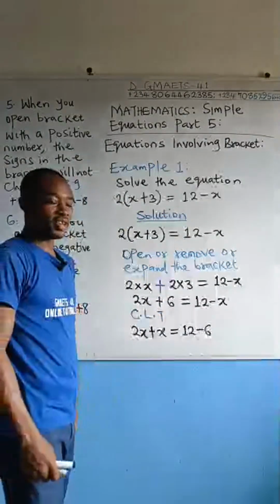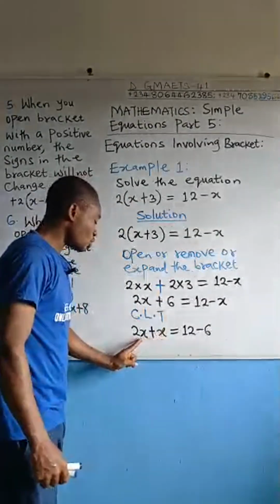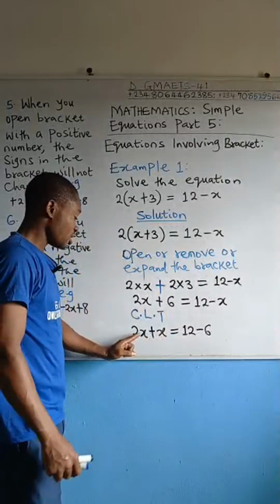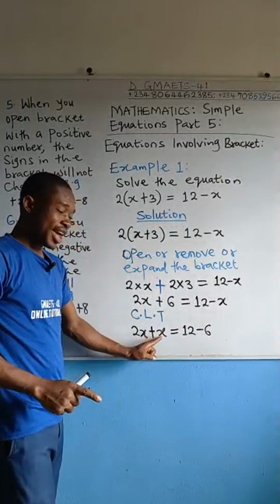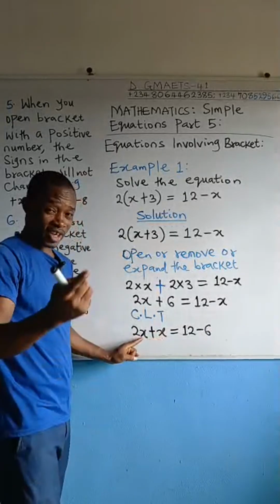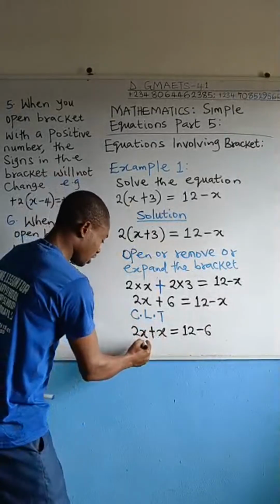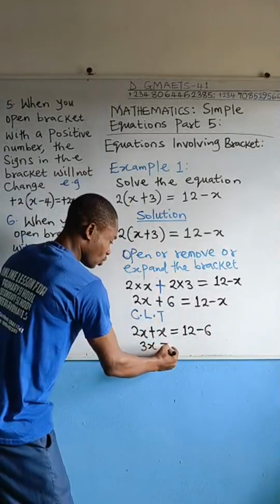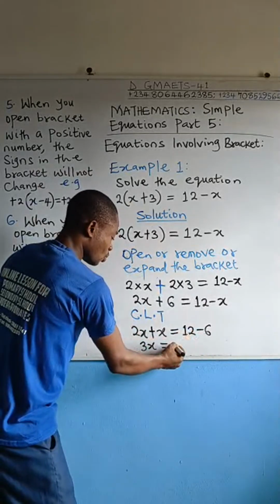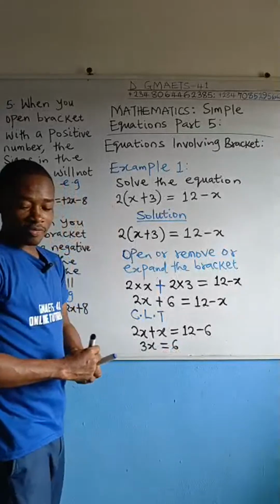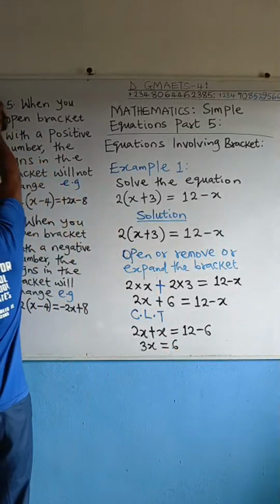Simplify this thing you have here. 2x plus x. This x is 1x. So 2 of x plus 1 of x. 2x plus x will give you 3x. And that will be equal to 12 minus 6, which will give you 6.